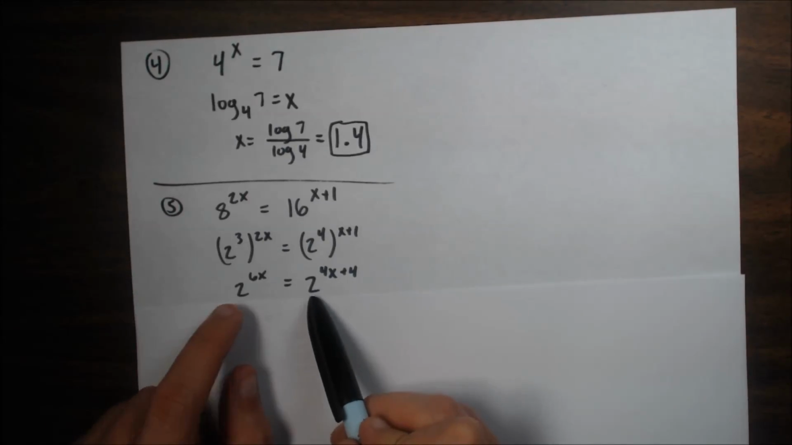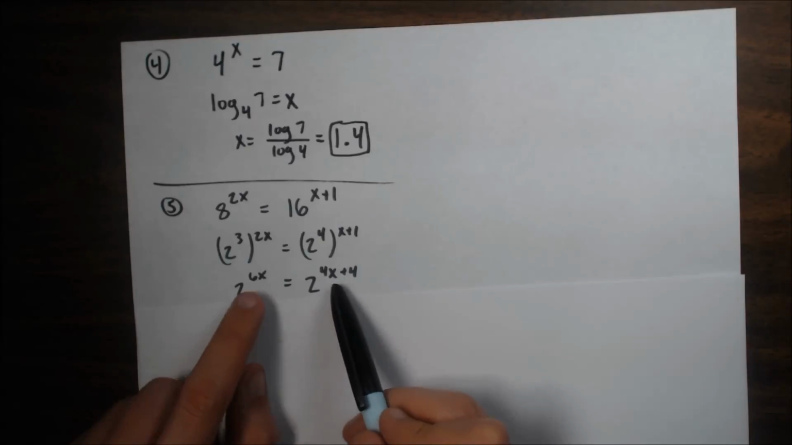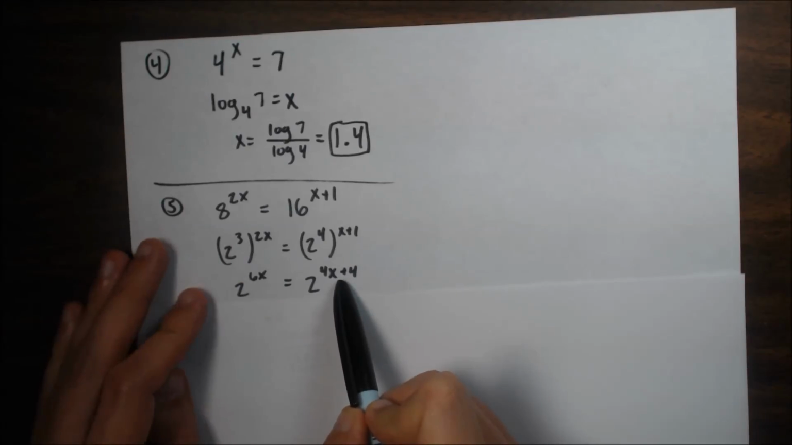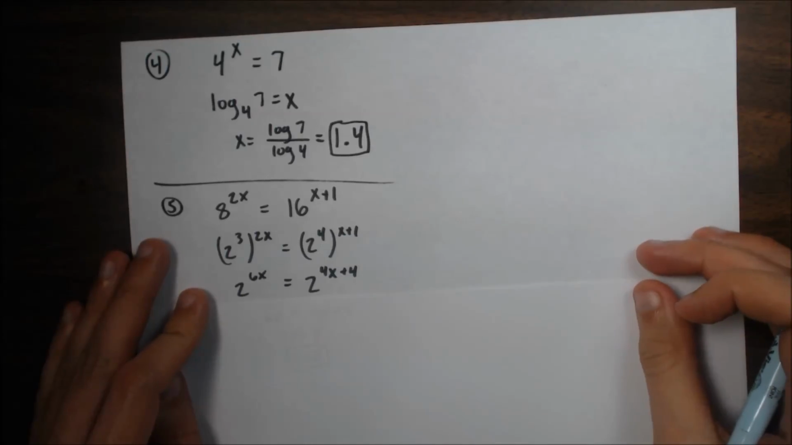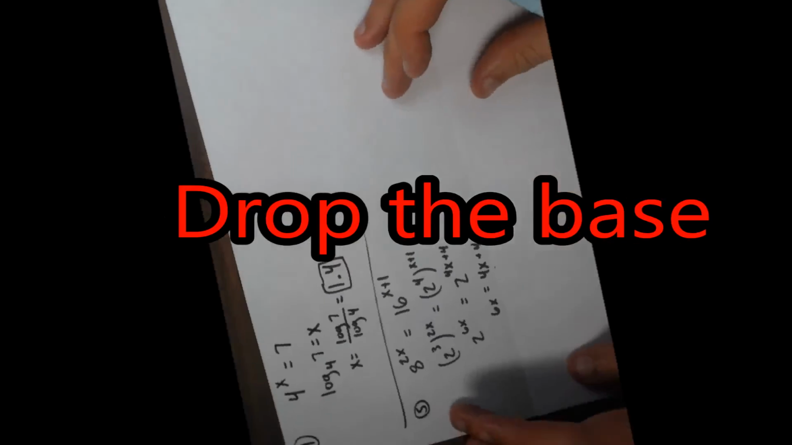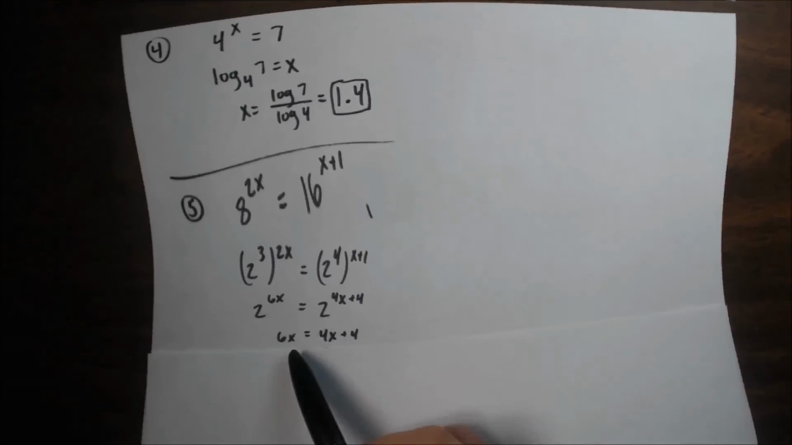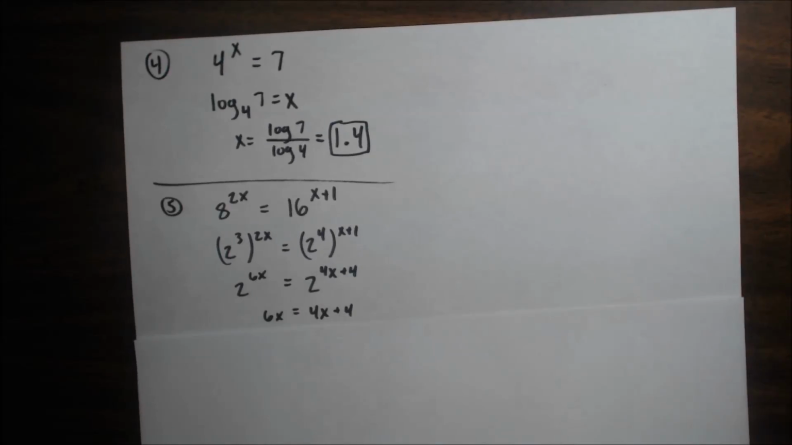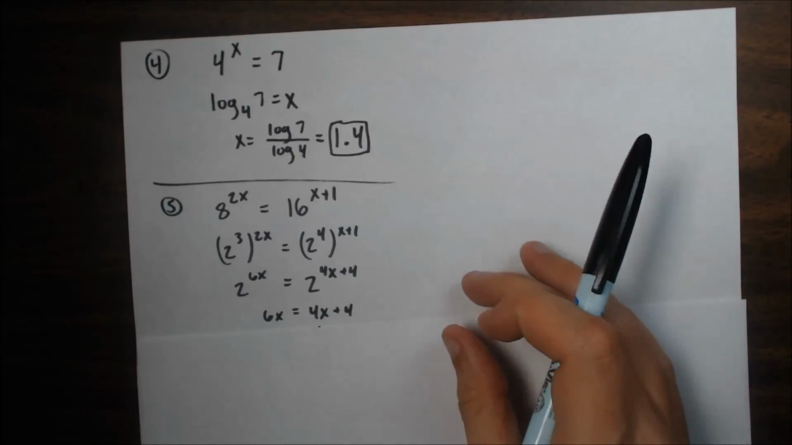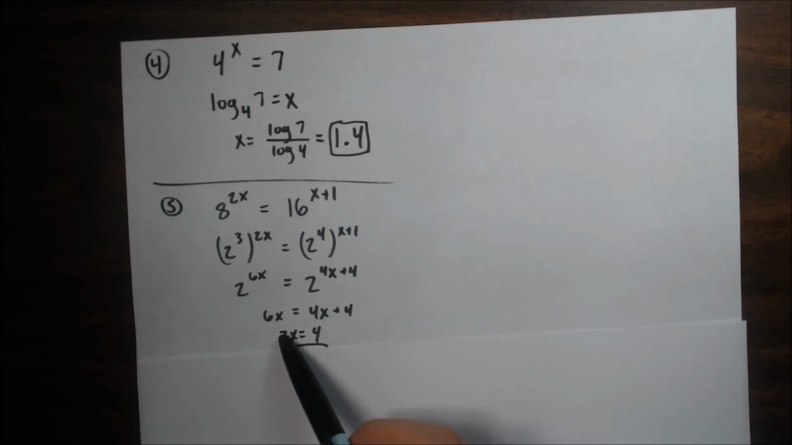Now that I have a common base on both sides, it allows me to set the exponents equal to each other. My running joke is that these are called dubstep problems because you're really just waiting for the base to drop. Now that we drop the base, we can say that the exponents are equal to each other. And so I want to subtract 4 from both sides, and then I can divide both sides by 2, and x equals 2.